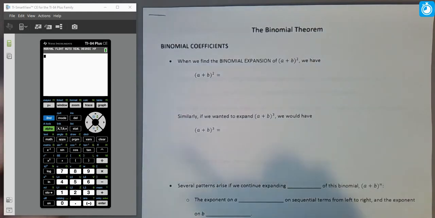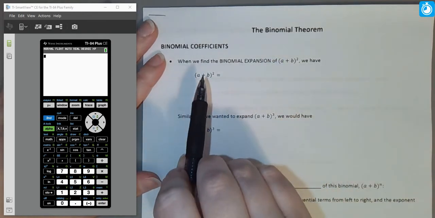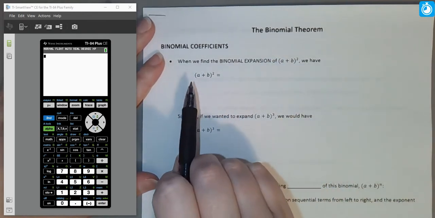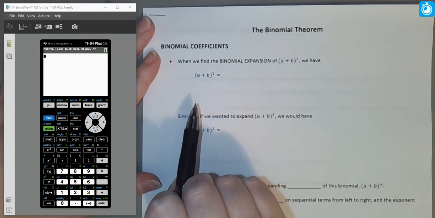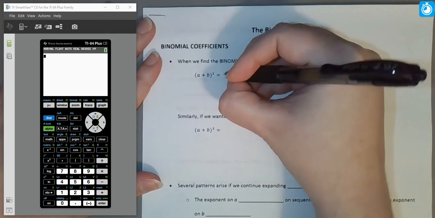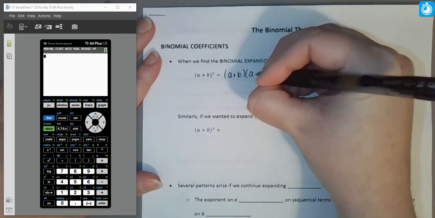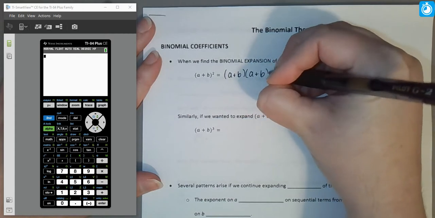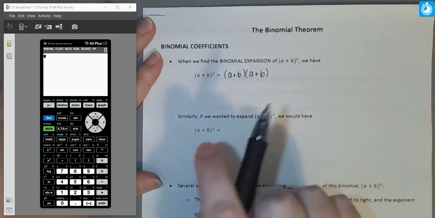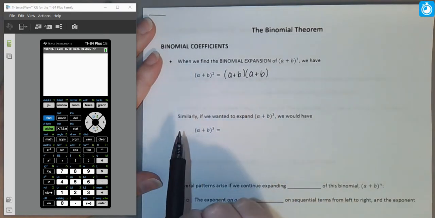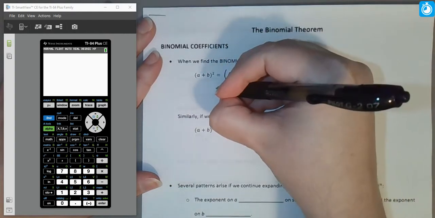So when we find the binomial expansion of something like a plus b squared, we have the following. Now, of course, we know, first off, we cannot just square a and square b and add them together. Squaring means literally multiplying something by itself. So when we look at an expansion of one binomial times itself, we know that represents not only two multiplications, what we would get from just squaring each term, but technically four multiplications.